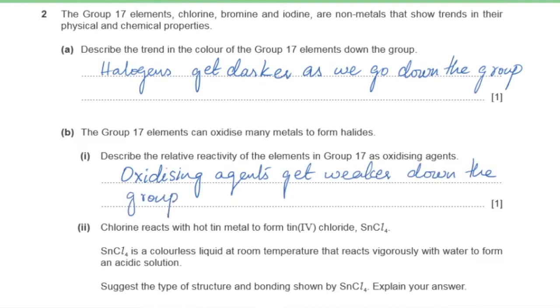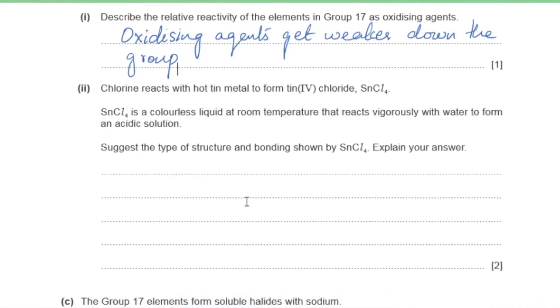because as we go down the group, they start to lose their oxidizing power and they start gaining their reducing power. So iodine as compared to chlorine will have more reducing power than oxidizing, and chlorine is a better oxidizing agent than iodine. Part 2, chlorine reacts with hot tin metal to form tin 4 chloride. Tin 4 chloride is a colorless liquid at room temperature, so it is in the liquid state at room temperature that reacts vigorously with water to form an acidic solution.